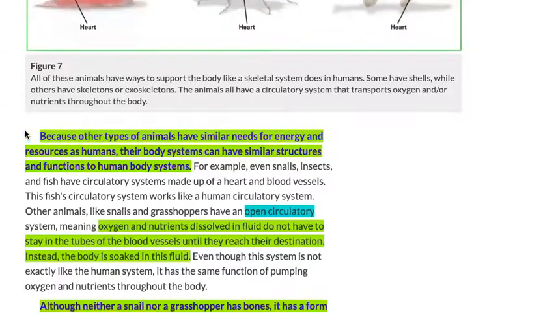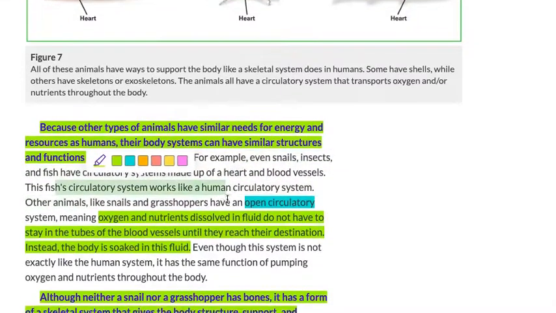And so because other types of animals have similar needs for energy and resources as humans, their bodies can have similar structures and functions to us, right? Snails, insects, and fish have circulatory systems made up of heart and blood vessels. The fish's circulatory system kind of works like ours.